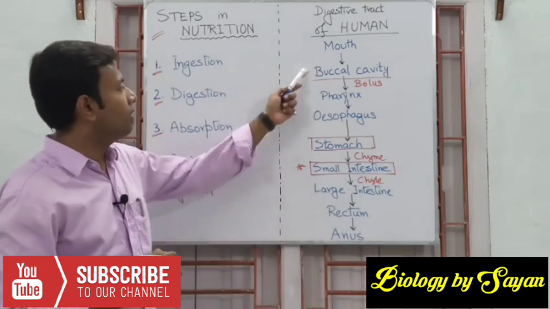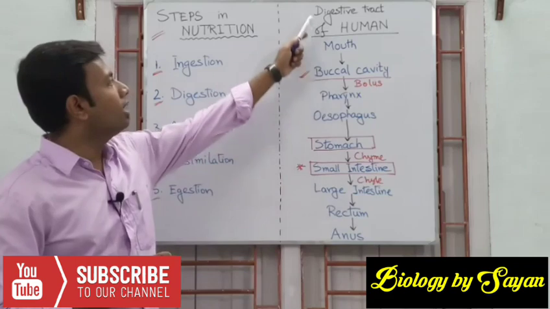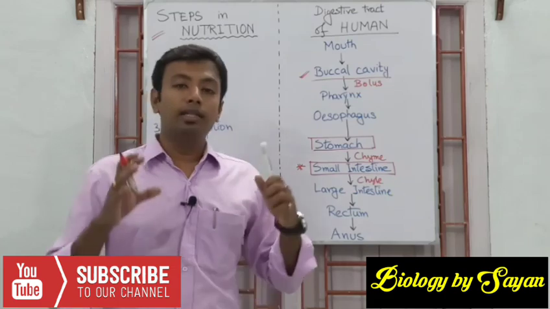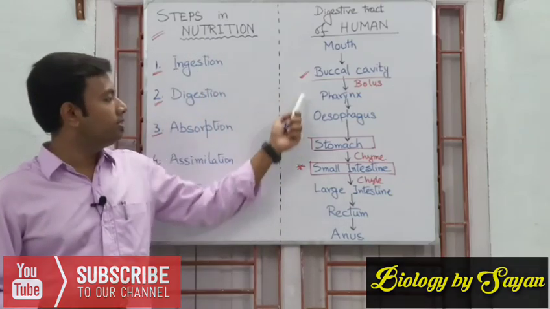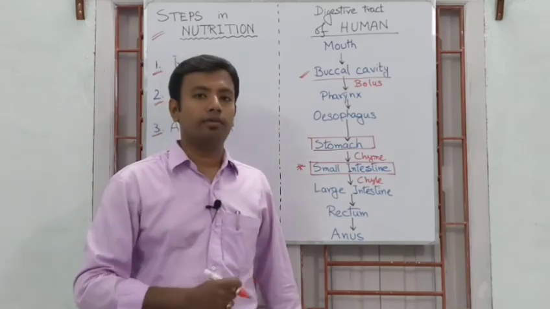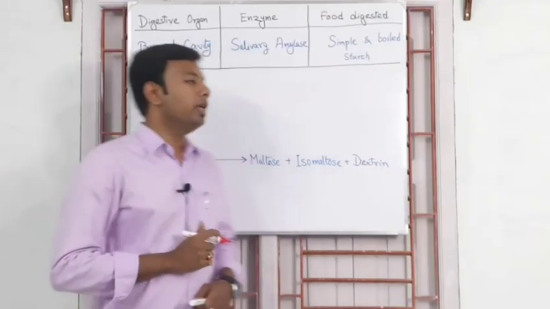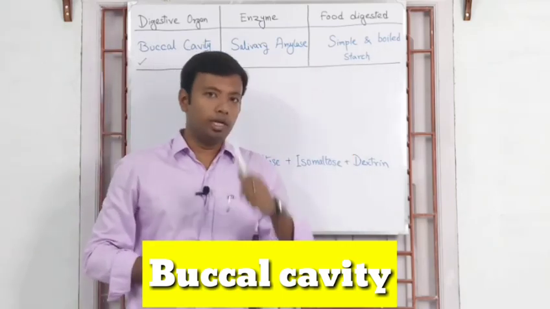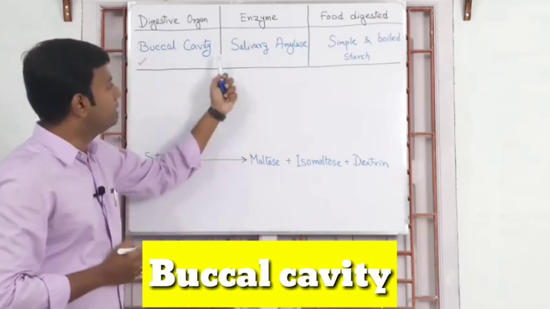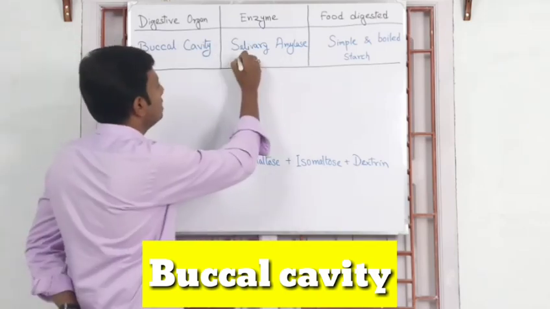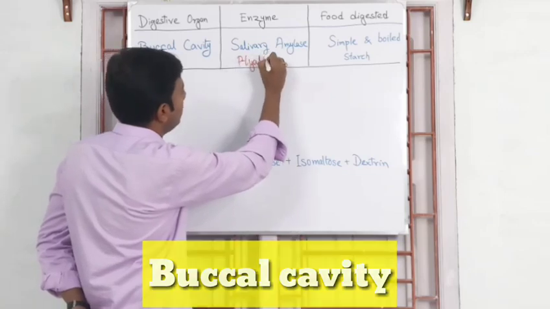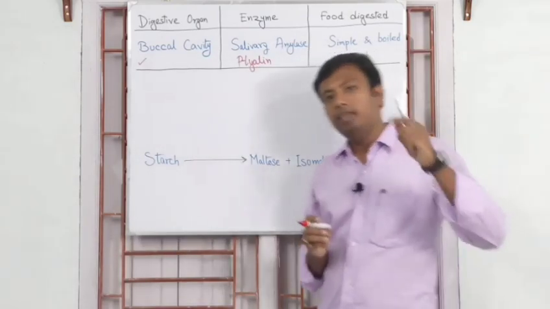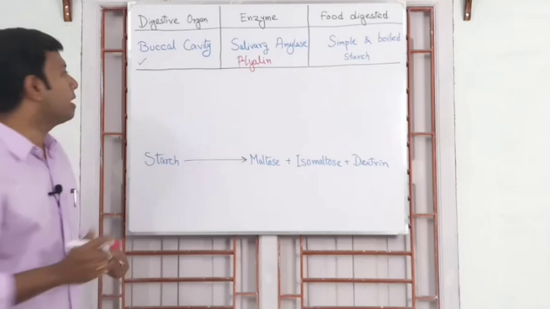So these are 3 vital portions or organs in our digestive tract where digestion actually takes place. Now we will discuss the detailed mechanism of digestion in these three respective vital organs. Our first digestive organ is buccal cavity, where simple and boiled starch type of food gets digested with the help of the enzyme salivary amylase, also known as ptyalin. This salivary amylase or ptyalin is actually present in the saliva, which is present in the buccal cavity.